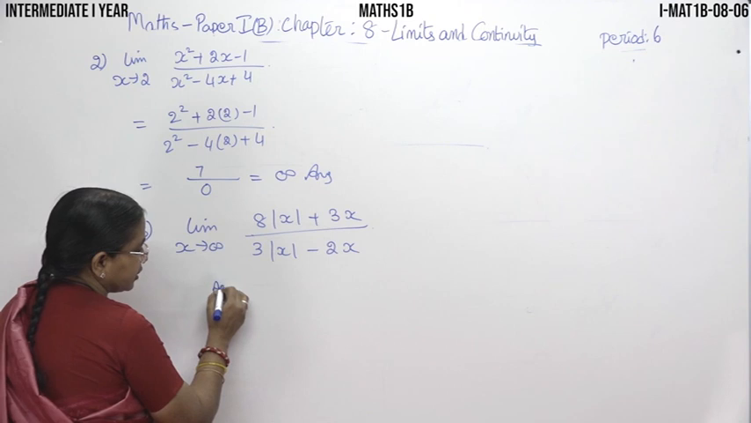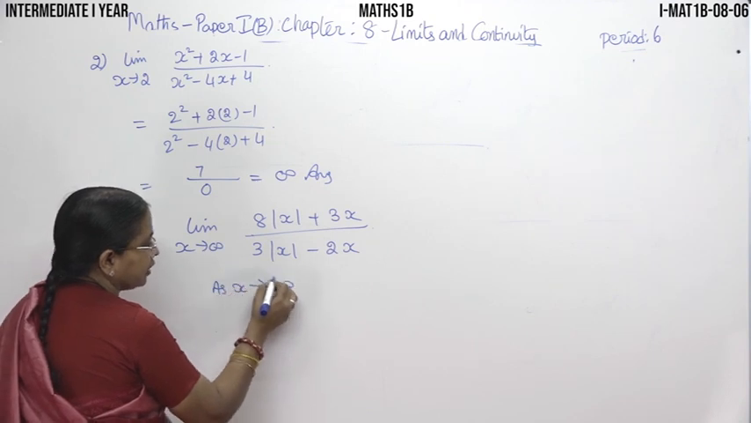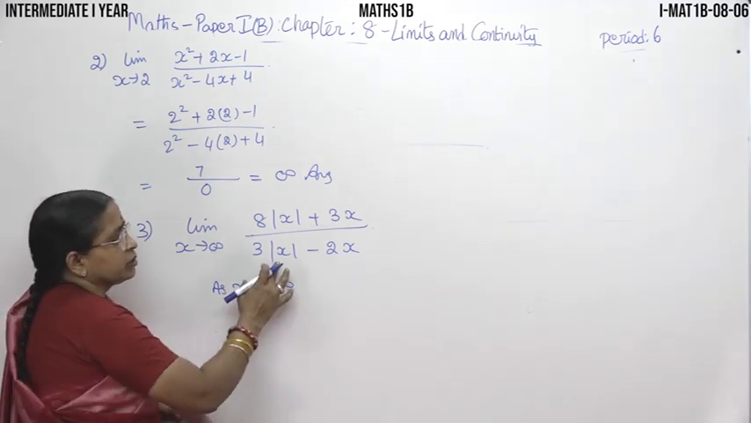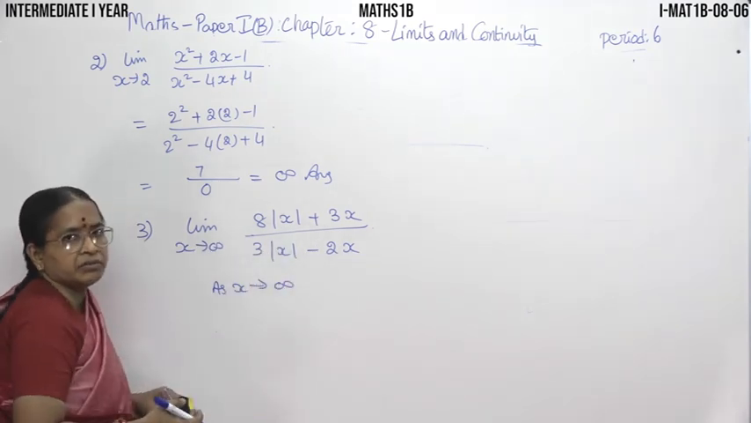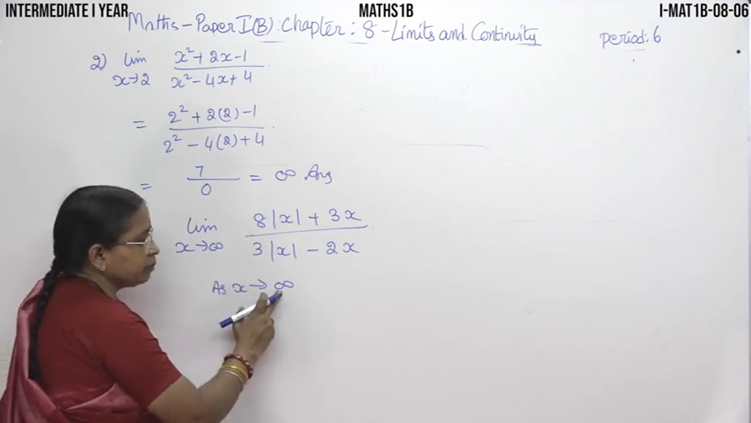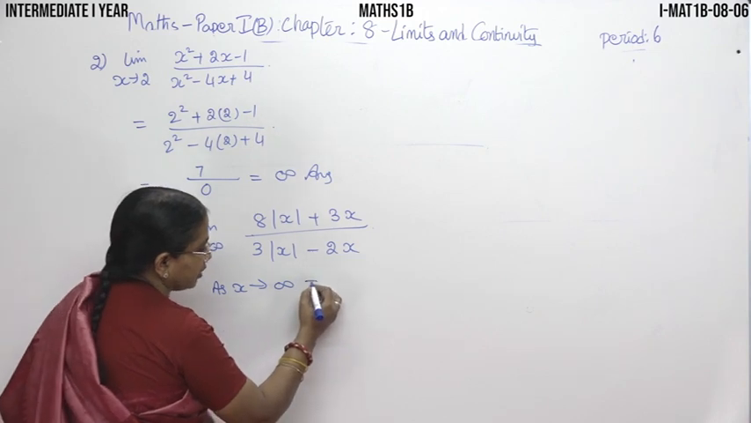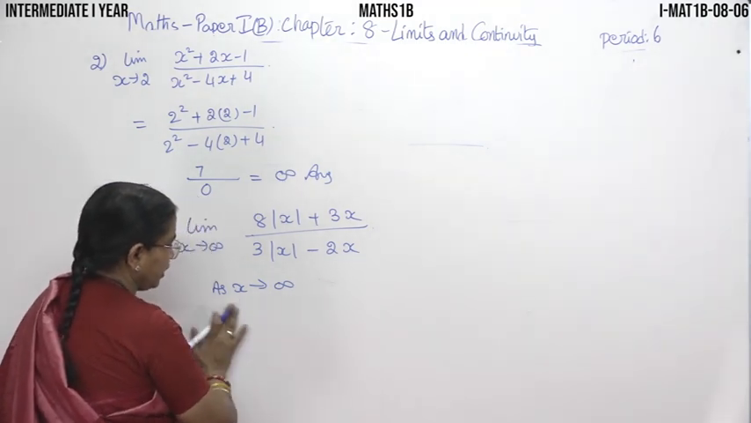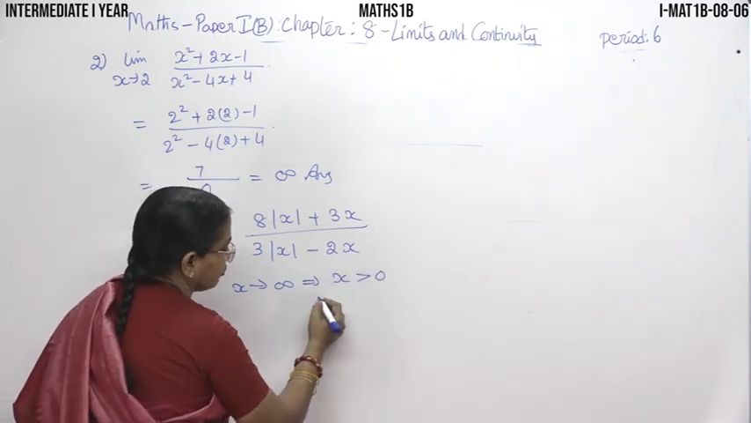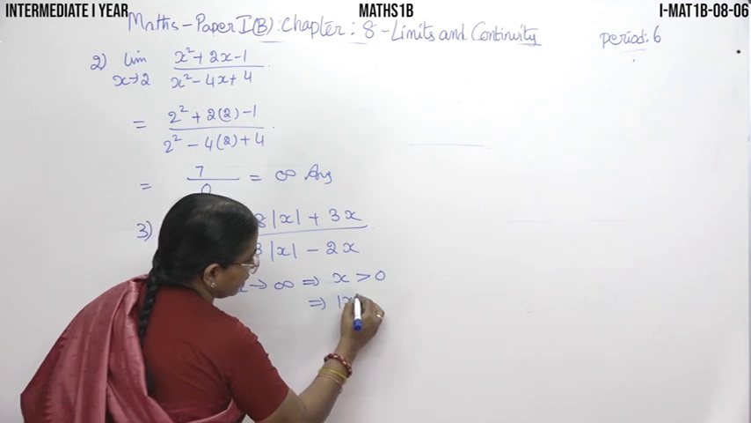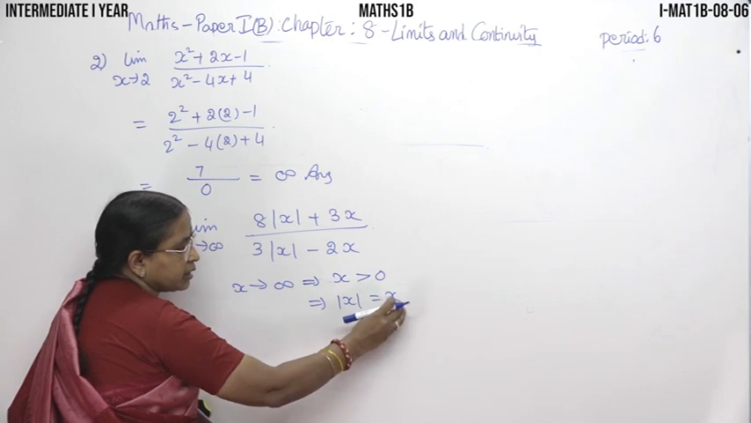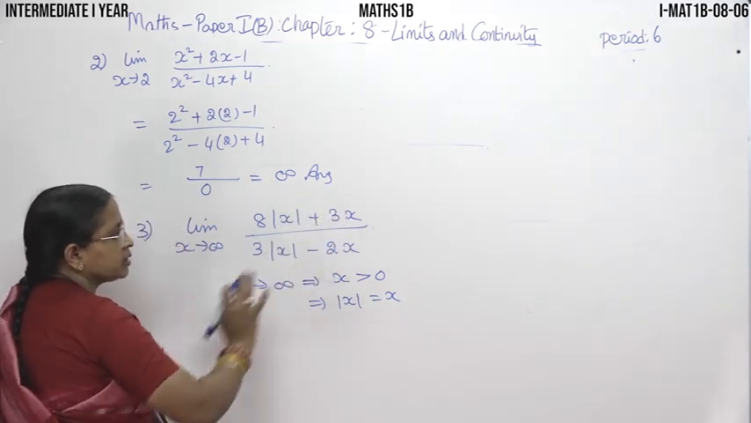As x tends to infinity, what does that mean? For mod x, what is the definition? Mod x is x when x is positive, minus x when x is negative. You have learned the definition. So is x positive or negative here? x is tending to plus infinity, so x is greater than 0. It is positive only, so mod x value is x. First you must remove this mod x. You must write mod x as either x or minus x. Then only you can simplify the function.